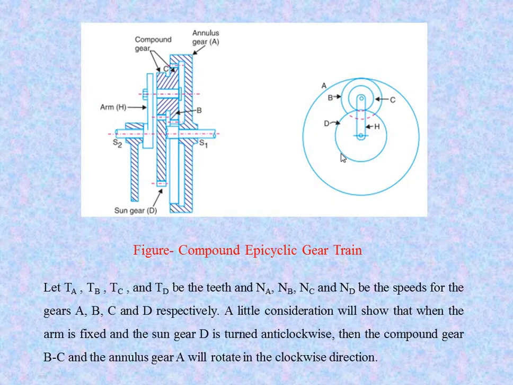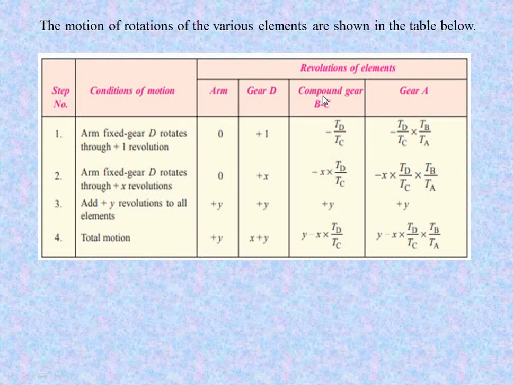Next is gear D. Gear D meshes with gear C, and gear C and gear B are compound, so the motion will be the same, and next is the motion of gear A. The first step is arm fixed, gear D rotates through +1 revolution. So see here, the arm is fixed, so let's put 0. Gear D rotates +1 revolution, that means anti-clockwise direction, so +1 will be there.